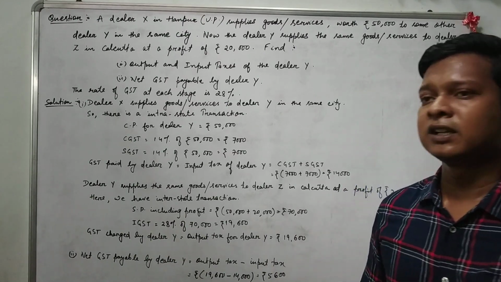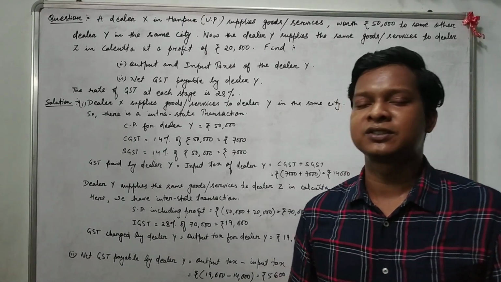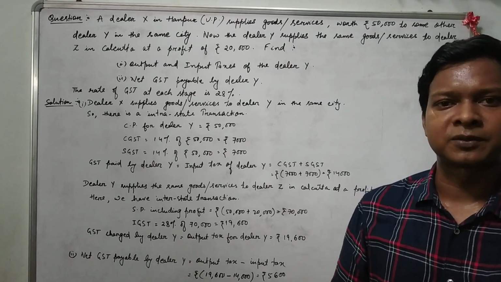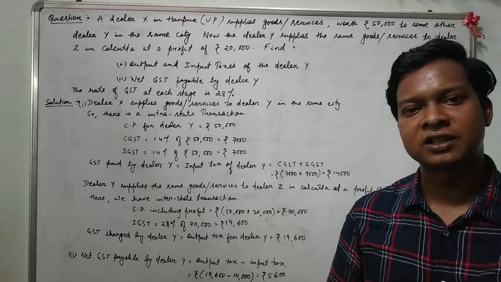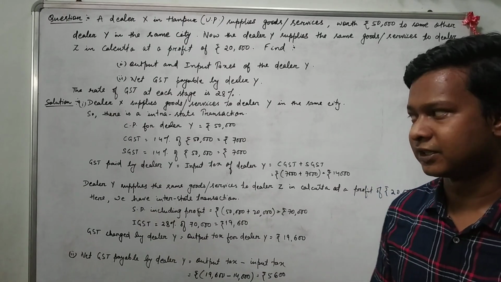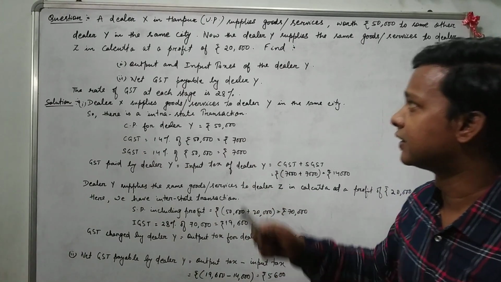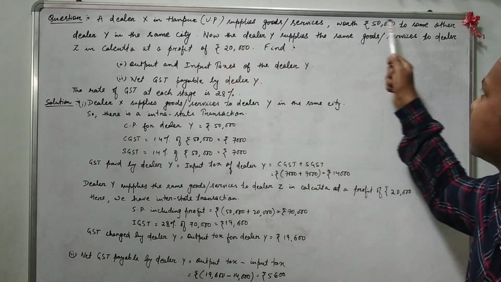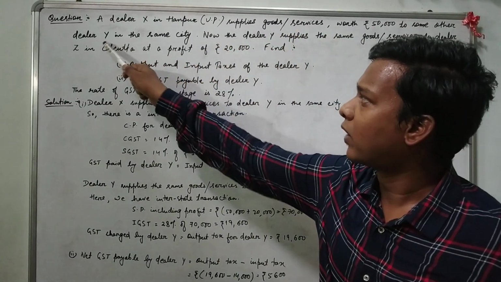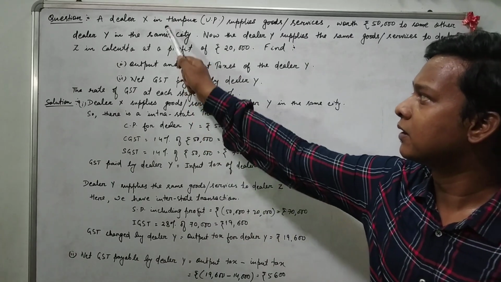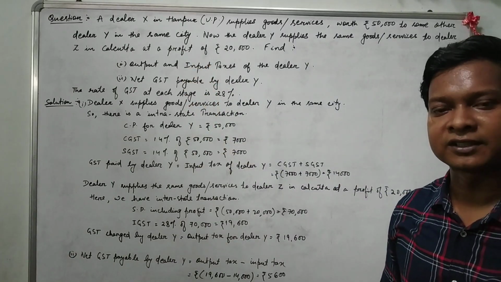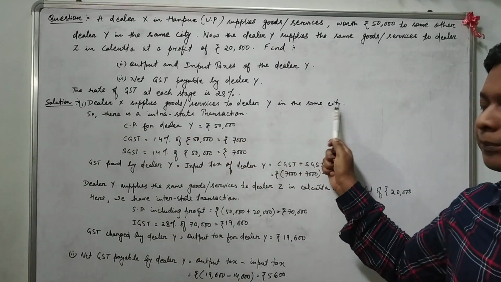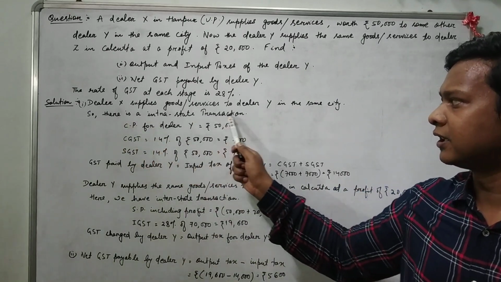So, already we know that if there is a transaction of goods from one state to another, it is called an interstate transaction, and if the good is transferred from one city to another city in the same state, it is called an intrastate transaction. So, let us see what it is there. First of all, what happened? Dealer X is from Hanpur, UP, and he is supplying the goods to dealer Y in the same city. So, in the first step, we are having the intrastate transaction. So, dealer X supplies goods and services to dealer Y in the same city. So, there is an intrastate transaction.